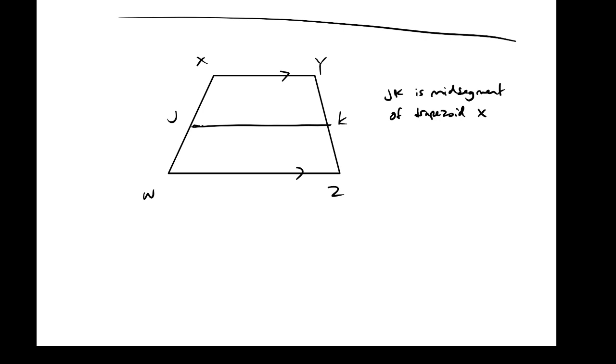trapezoid WXYZ. Now, this is all I'm going to tell you guys. If this guy's 10 and this guy's 20, JK, of course we can say it's going to be 1/2 of 10 plus 20, which is 1/2 of 30, which is going to be 15. You can, of course, do that. But gentlemen, what number's exactly between 10 and 20?